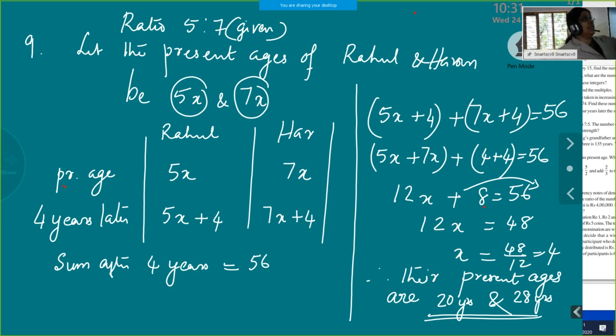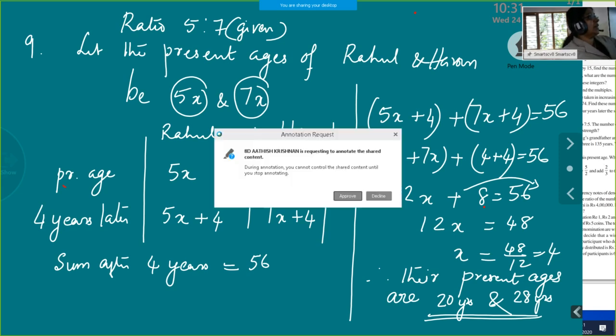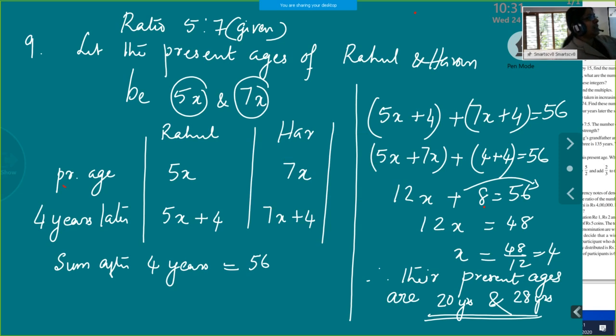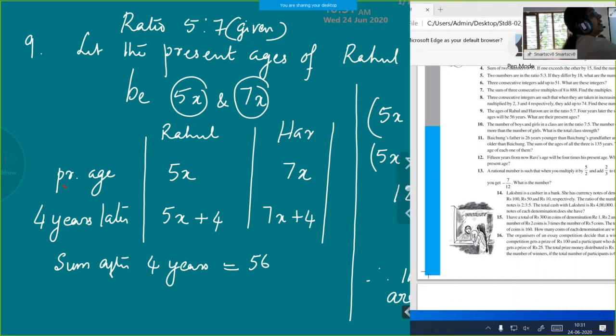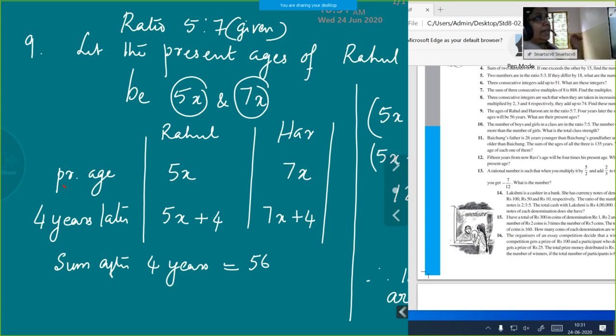I substituted the values of the two ages, 5x plus 4 and 7x plus 4. Collecting the like terms, we get 12x plus 8 is equal to 56. So 12x is equal to 48, x is equal to 48 by 12, which is 4. This is the x value, don't think that this is the age. Age is 5 times 4 and 7 times 4.